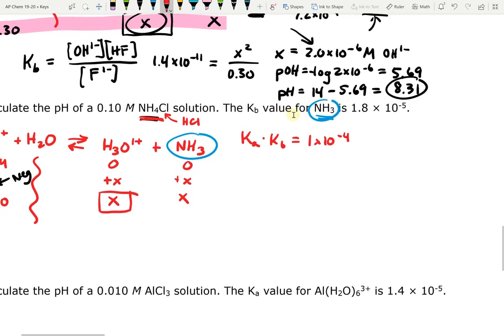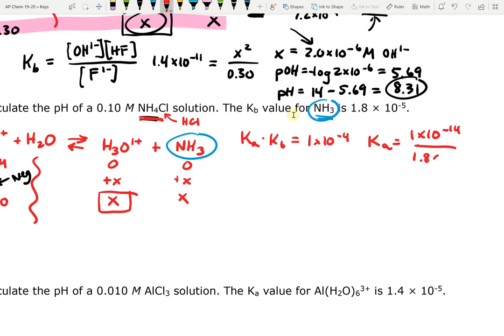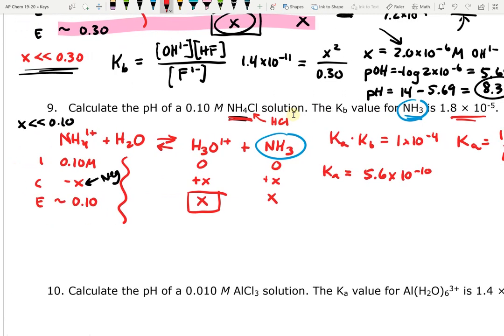So if we're given our Kb value as we are here, we can say that Ka will be 1 times 10 to the negative 14 over the Kb value, which is given as 1.8 times 10 to the negative 5. So that's from right up here in the given information. And if I do that, my Ka will be 5.6 times 10 to the negative 10. That's the Ka for the acid in this question, which is NH4, specifically as an ion here.